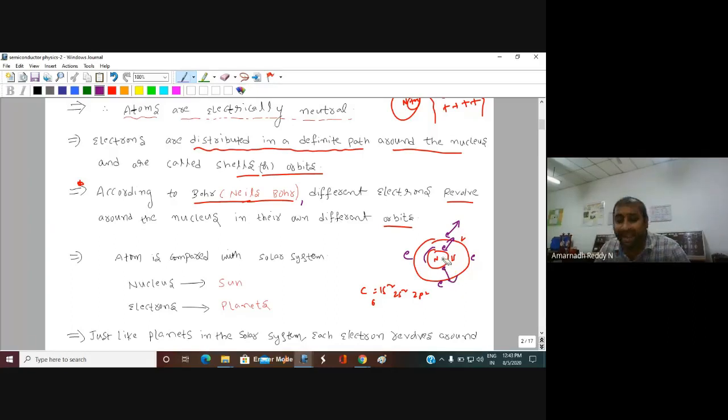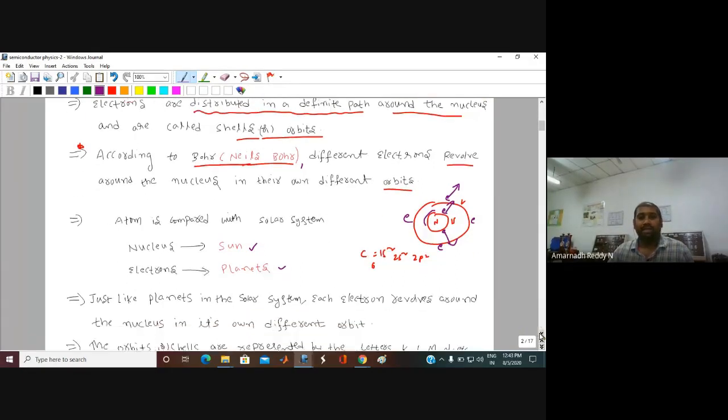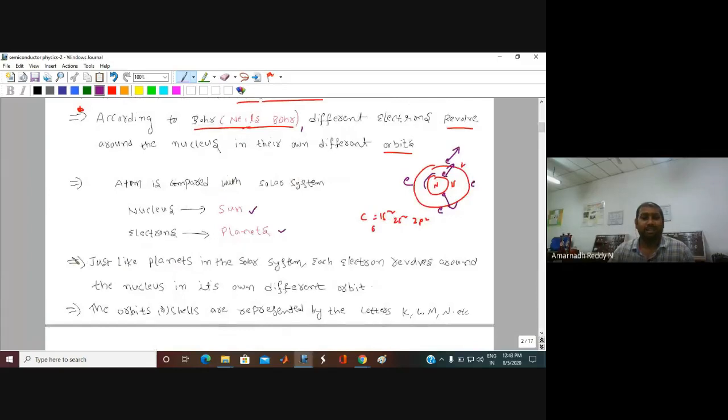Without giving any energy, electrons revolve around the nucleus. So the atom is compared with the solar system: the nucleus is our sun and the electrons are our planets. This is a general example for your understanding. Just like planets in the solar system, each electron revolves around the nucleus in its own different orbit. Every electron is revolving in its own orbit. The orbits are shells.